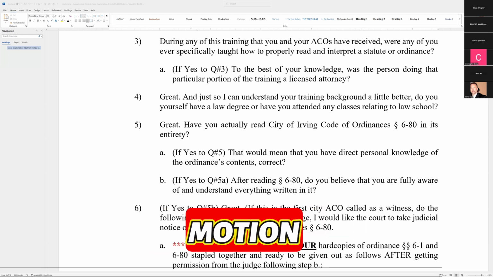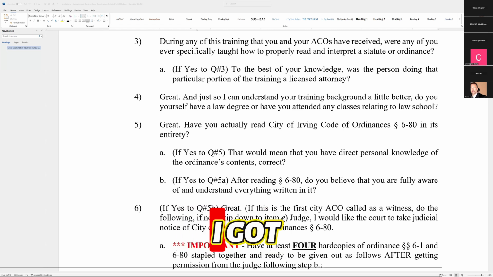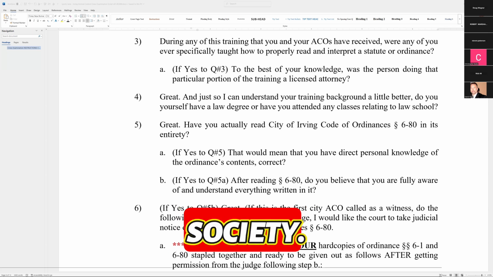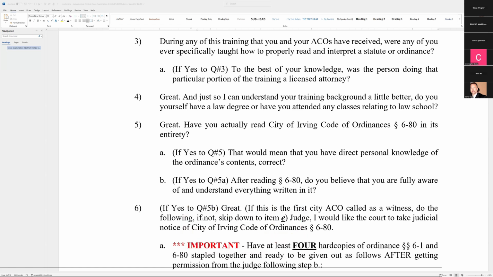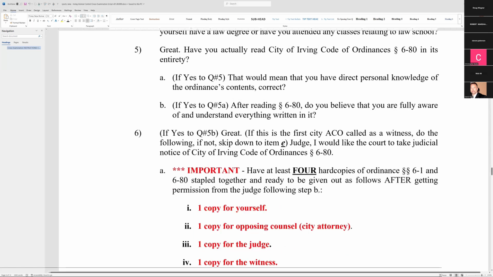I sent you that motion that she's talking about because I got that from Legal Society, the one from Indiana. I sent you that motion. Yep. Cool.